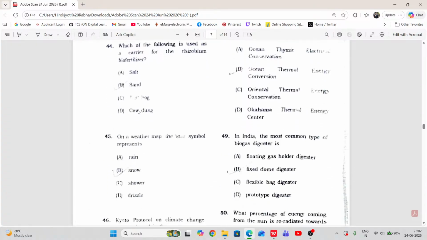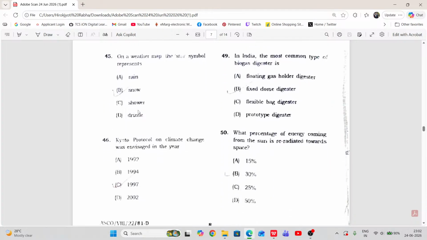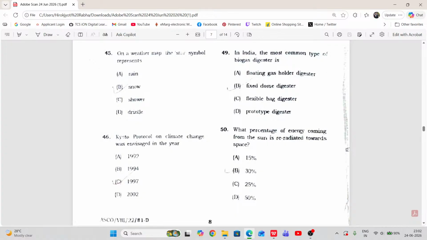On a weather map, the star symbol represents snow. The Kyoto Protocol on Climate Change was adopted in the year 1987. The world's largest producer of electricity from hydropower is China. OTEC: Ocean Thermal Energy Conversion. 49. In India, the most common type of biogas digester is called the fixed dome digester.